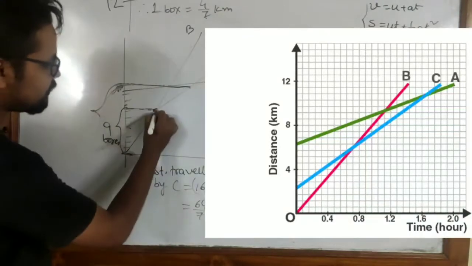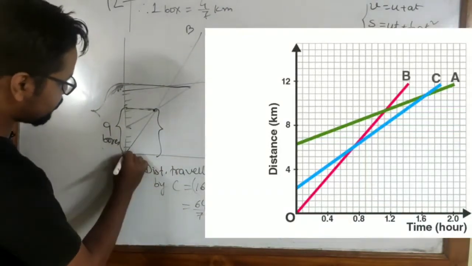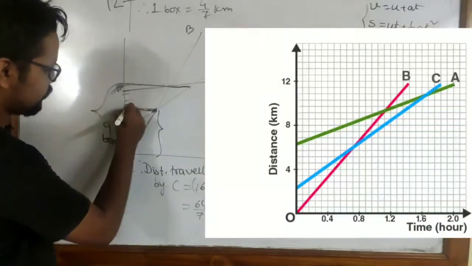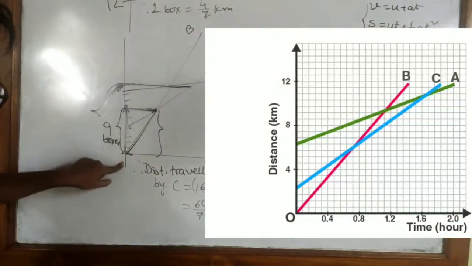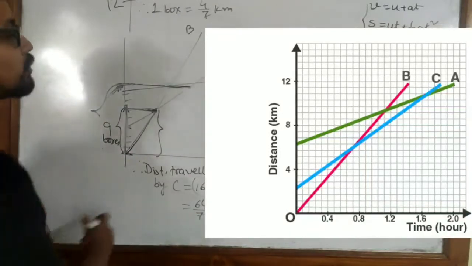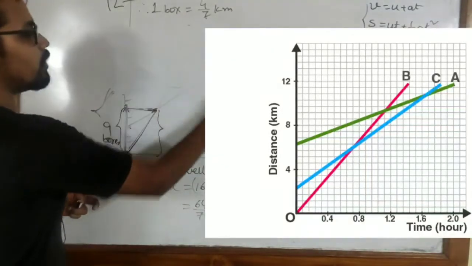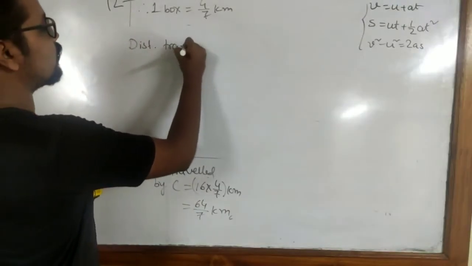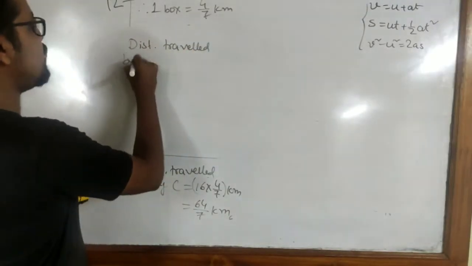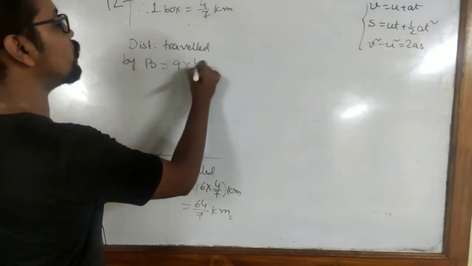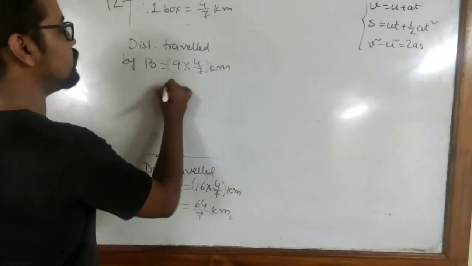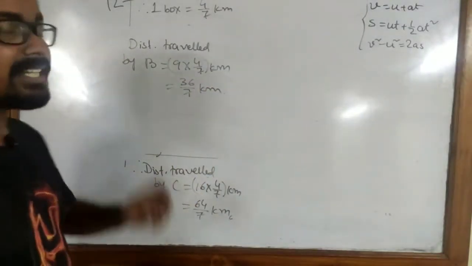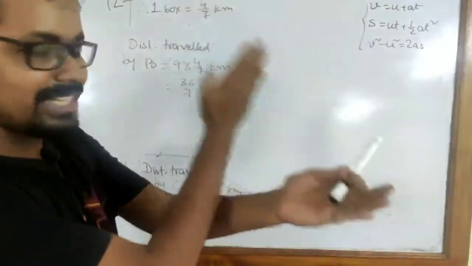So how far has B traveled? B has moved from this part to this part, right? See, B is from here and then it moves like this. So this is the distance traveled by B from this point to that point. How many boxes? 9 boxes. So if it is 9 boxes, what will be the distance traveled? Distance traveled by B will be equal to 9 into 4 by 7 kilometer, which is 36 by 7 kilometer. So this is the distance that B travels when it crosses C, means when B and C intersect.